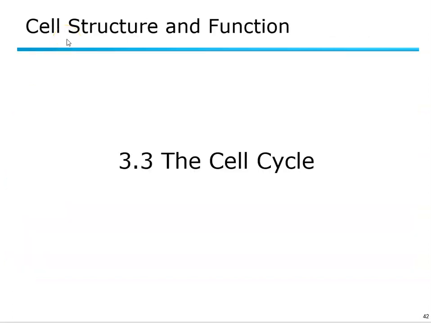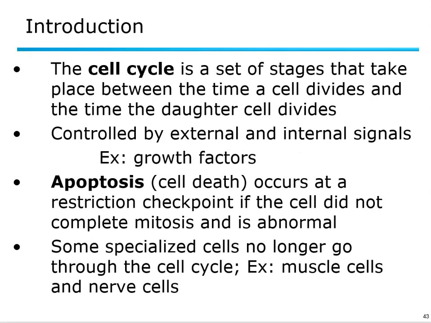The third important learning outcome in the cell level of life is the cell cycle. The cell cycle is the lifespan of the cell. It consists of a series of stages. It's controlled by internal and external signals, such as the growth factors. Then we're going to be talking about the cell cycle.